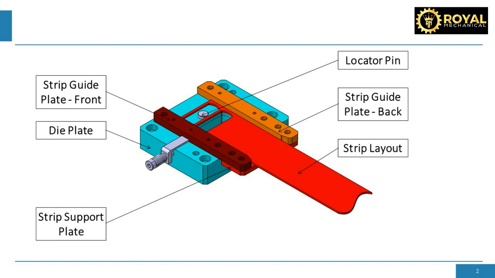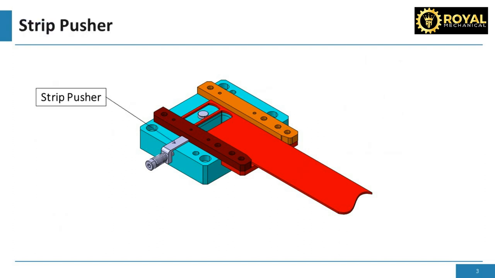The disadvantage of this 1 mm gap is that the strip is not positioned accurately. The strip can move within this clearance. We will have to arrest this movement. To arrest this movement of the strip, we will design the strip pusher.